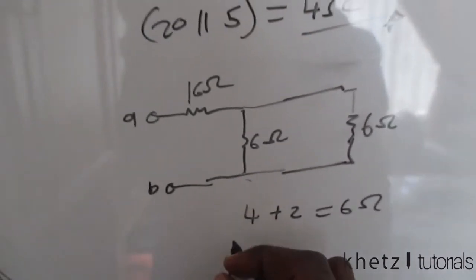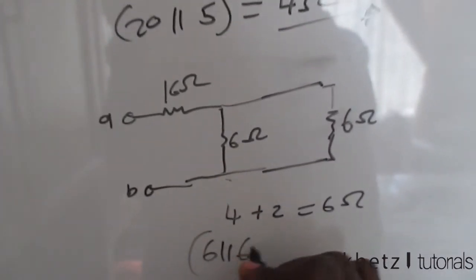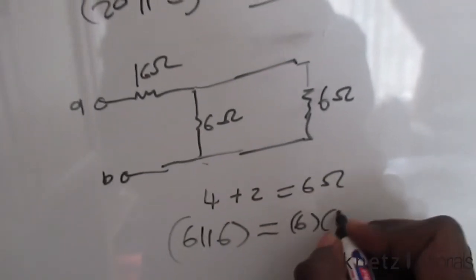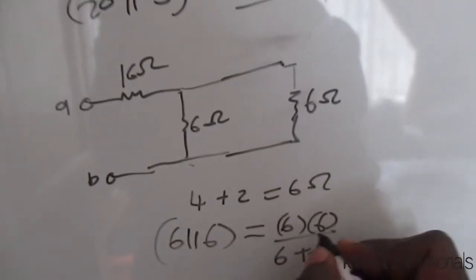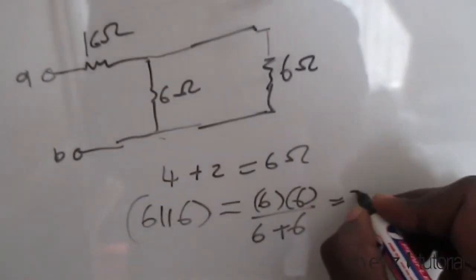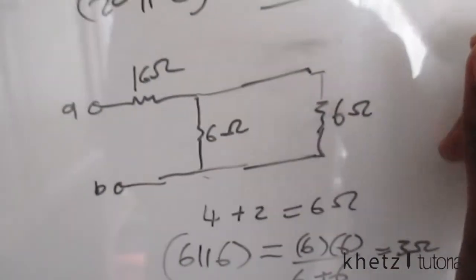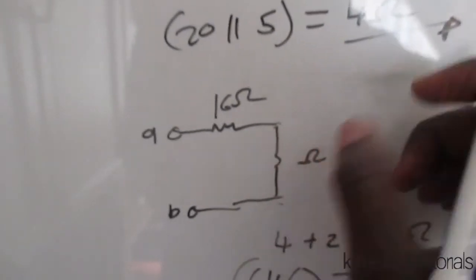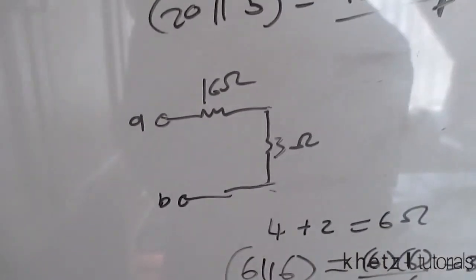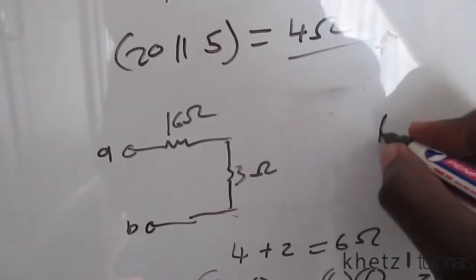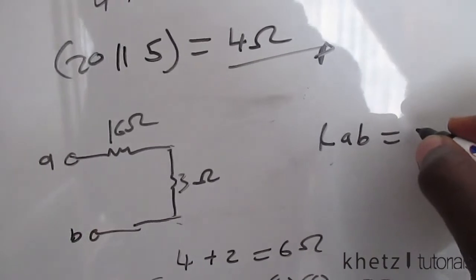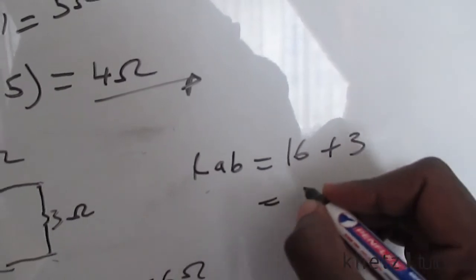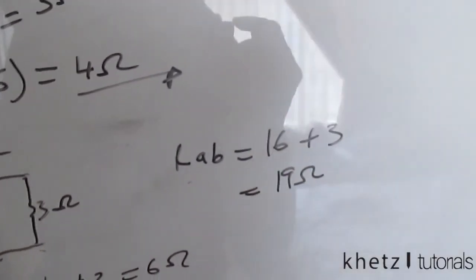And now we have 6 in parallel with 6, which will give us 3, because 6 multiplied by 6 divided by 6 plus 6 is 36 divided by 12, which is 3. So now we draw the new circuit. The equivalent of those is now 3 ohms. And now RAB is finally equal to 16 in series with 3. So 16 plus 3, and therefore RAB is 19 ohms.